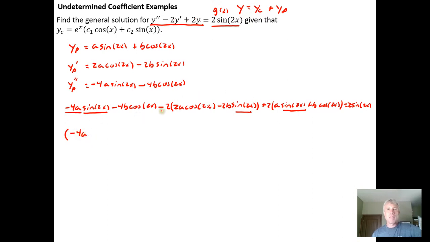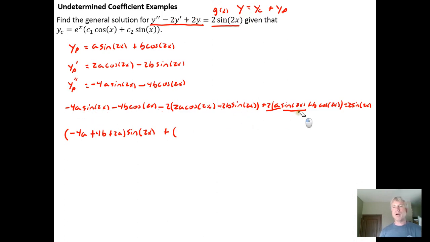And right here, I'm going to get minus 2 times minus 2b, which is going to be plus 4b. So plus 4 times b. And then right here, I'm going to get 2 times a times sine of 2x. So plus 2a times the sine of 2x.